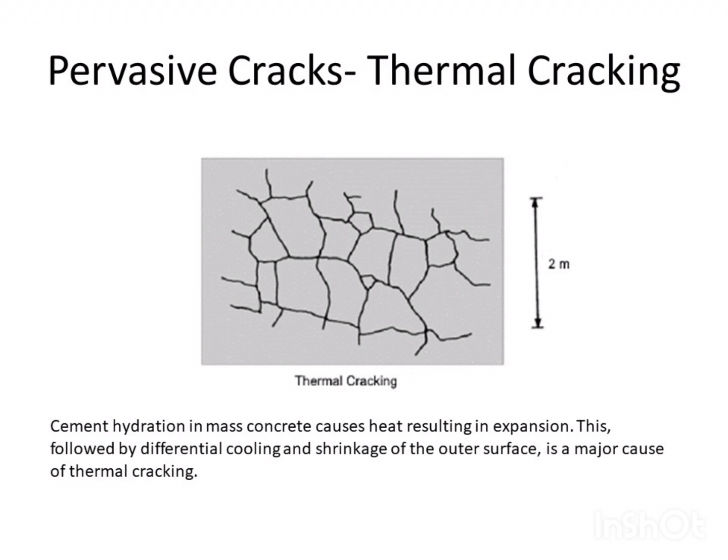Pervasive cracking or thermal cracking: cement hydration in mass concrete results in expansion. This is followed by differential cooling and shrinkage of the outer concrete, which is a major cause of thermal cracking. So, thermal cracking can result from expansion, followed by differential cooling and shrinkage.